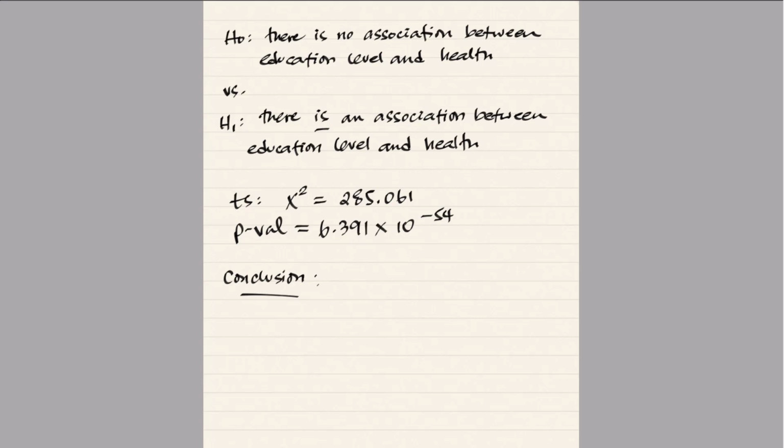And as we saw, we got a test statistic, a very large value of 285.061, and our p-value was exceedingly small. It was 6.391 times 10 to the negative 54. And so as far as a conclusion is concerned, well, the p-value is smaller than alpha, which means we're going to reject the null hypothesis.